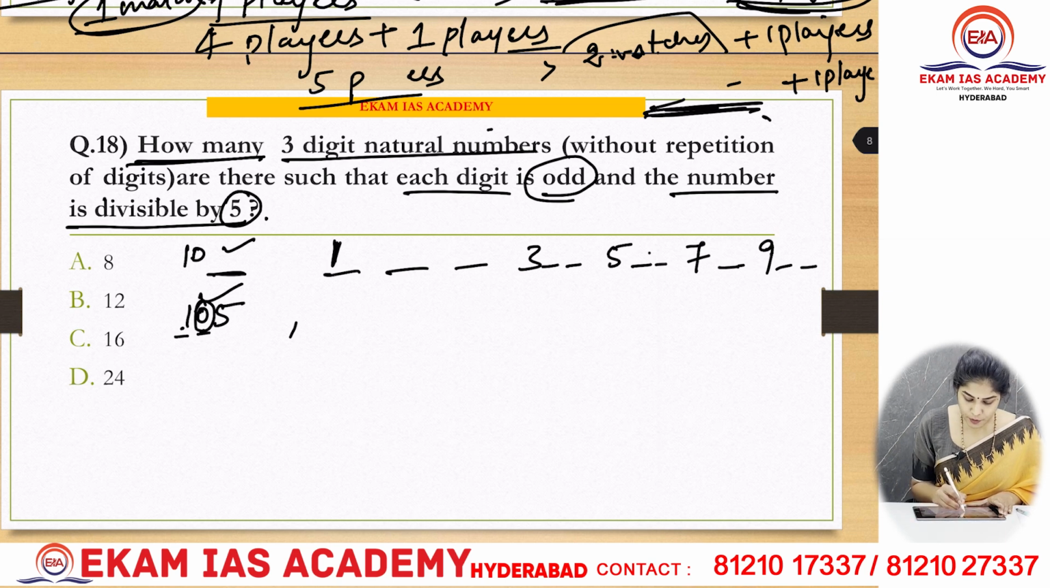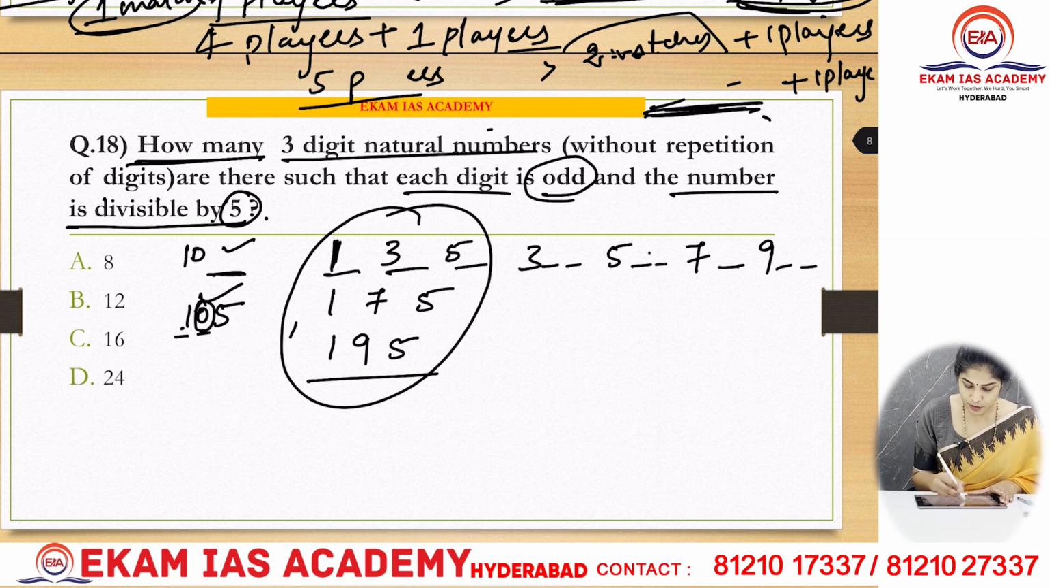So with 1, what all are possible? 1, 3, 5 is possible, right? 1, 7, 5 is possible. 1, 9, 5 is possible, right? Only 3 of them. With 3, what are possible?